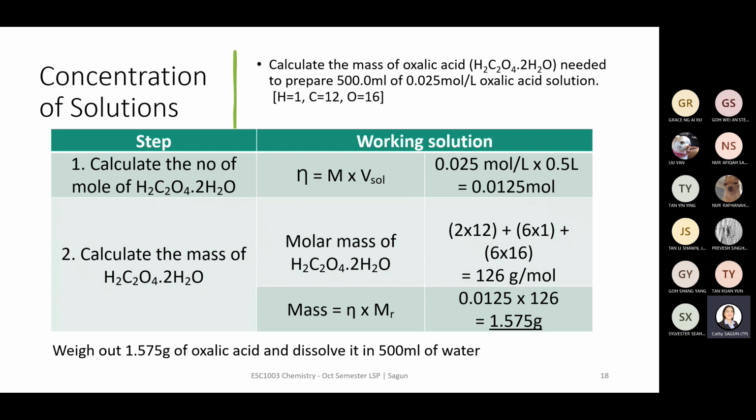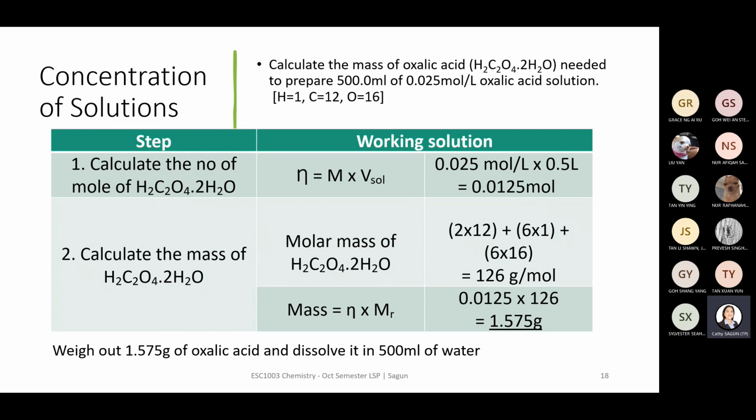Calculate the mass of oxalic acid needed to prepare 500 ml of 0.025 mole per liter of oxalic acid. So down here, you are given the molarity and the volume, and if you use the roadmap originally from here, you already know that you can get the number of moles, and from the number of moles, you can convert that to the weight. Okay, the first thing is molarity times volume so that you can get the number of moles.